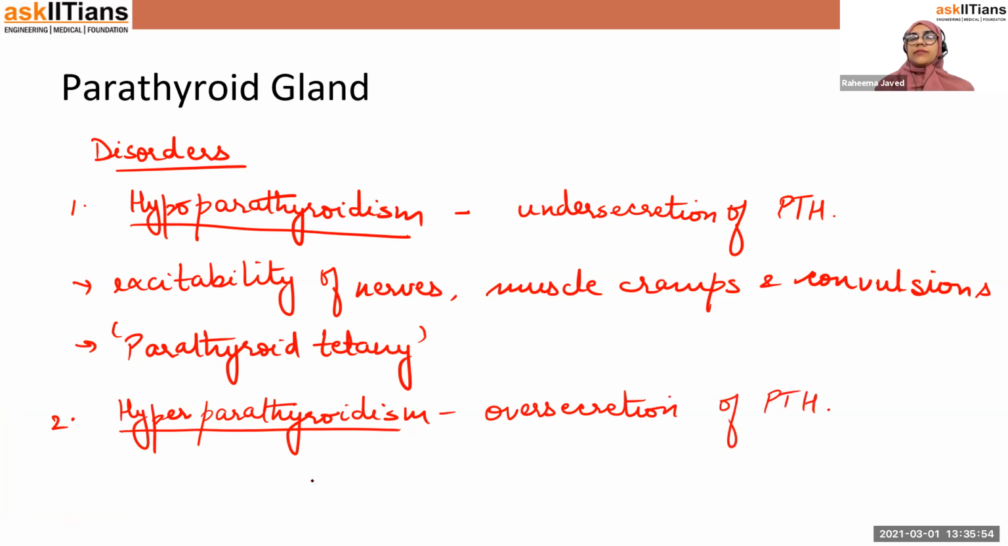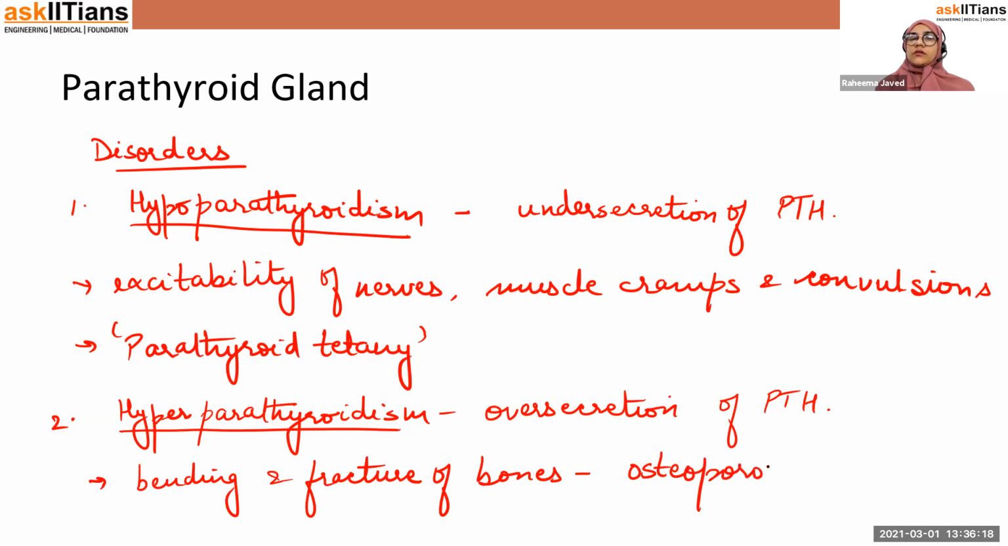parathyroid hormone. Due to the over secretion, more and more calcium ions will be released out by the bones, which will cause bending and fracture of bones. This disease is known as osteoporosis, where the bones become brittle, weak, bending can take place, and fracture also, which can cause damage to the bones. So these are the disorders of parathyroid gland.